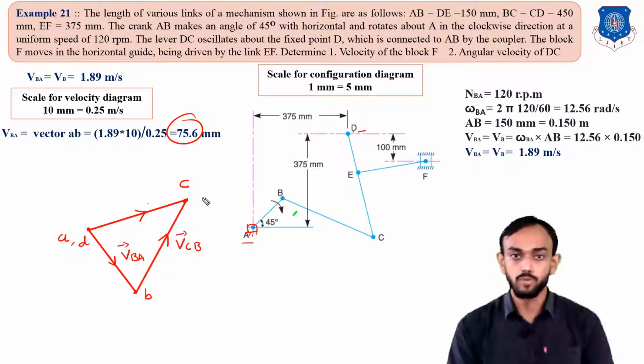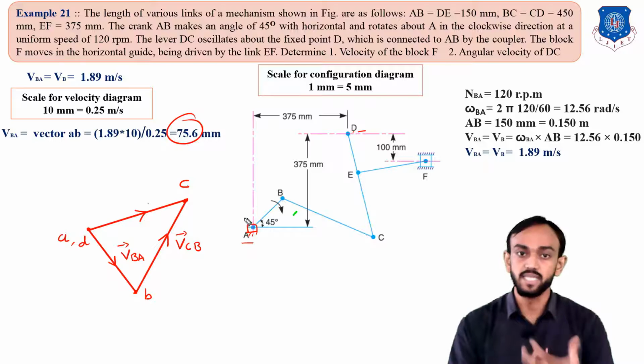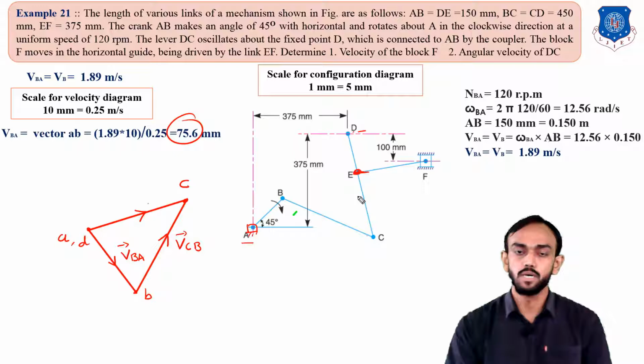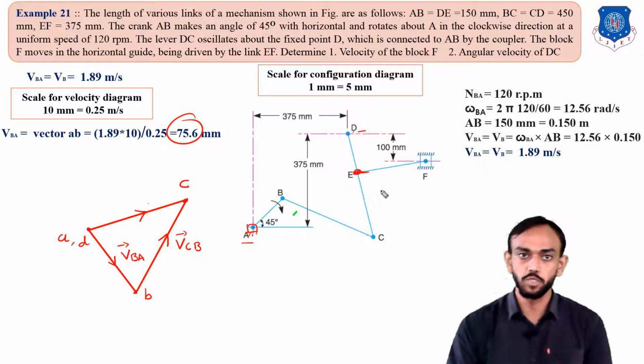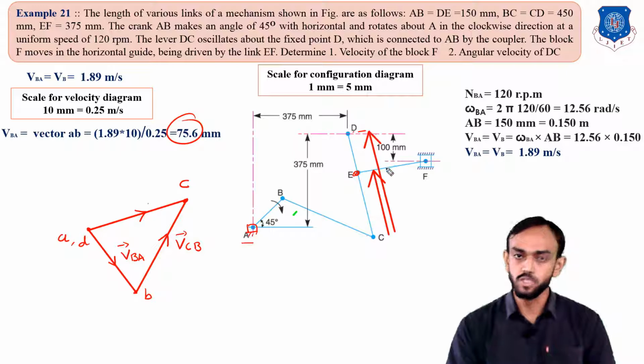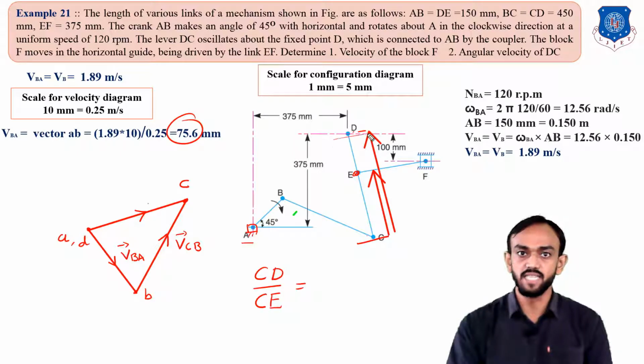So rule number 4: the velocity of any point on a link, we can find using this ratio. You can see this E point is here. How will you use this ratio? You know the distance from C to E and C to D. You know these two distances here. So we will take the ratio capital CD divided by capital CE. You can see this CD is already given. CD is given as 450 already.